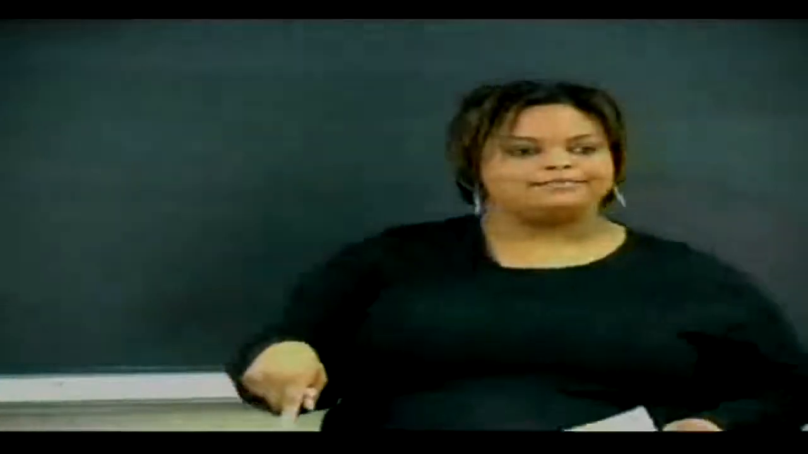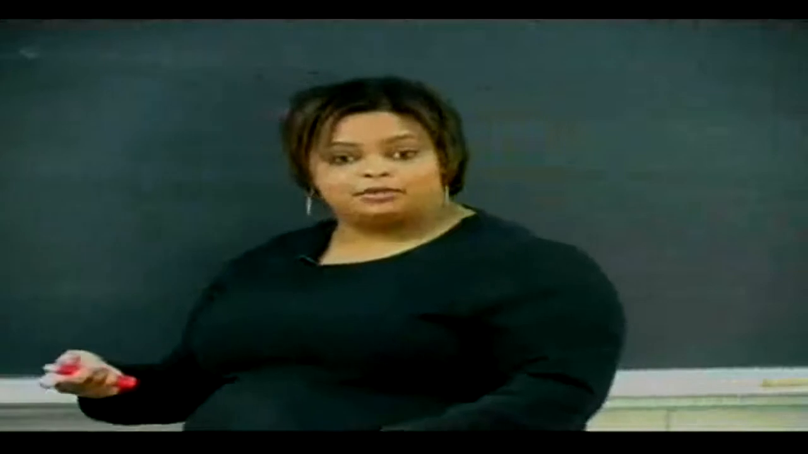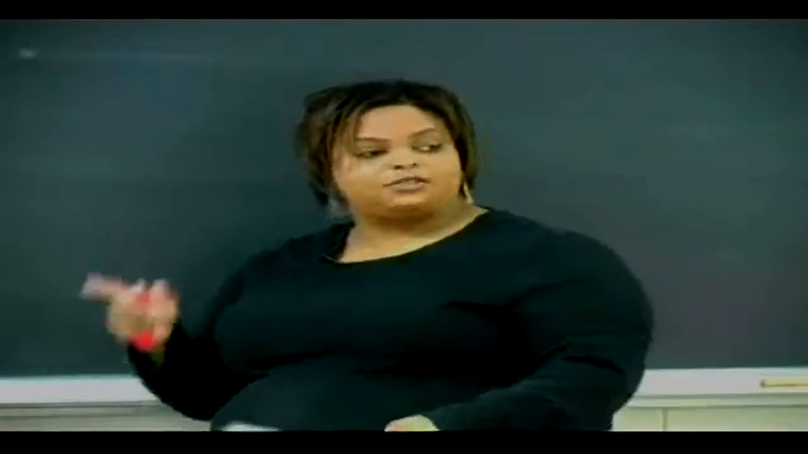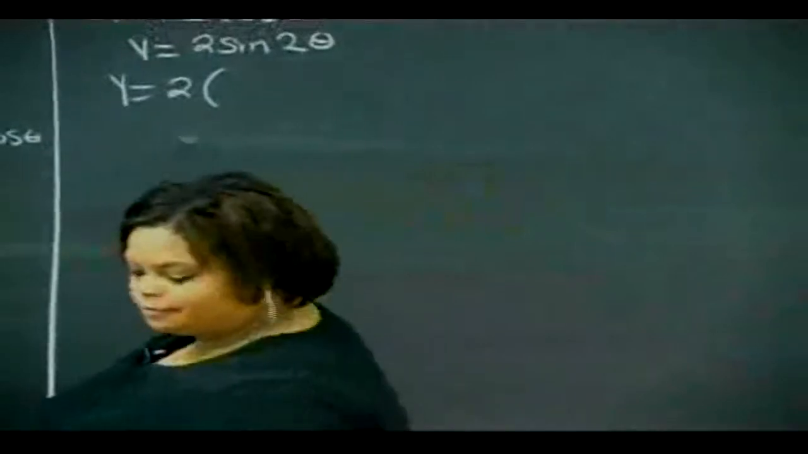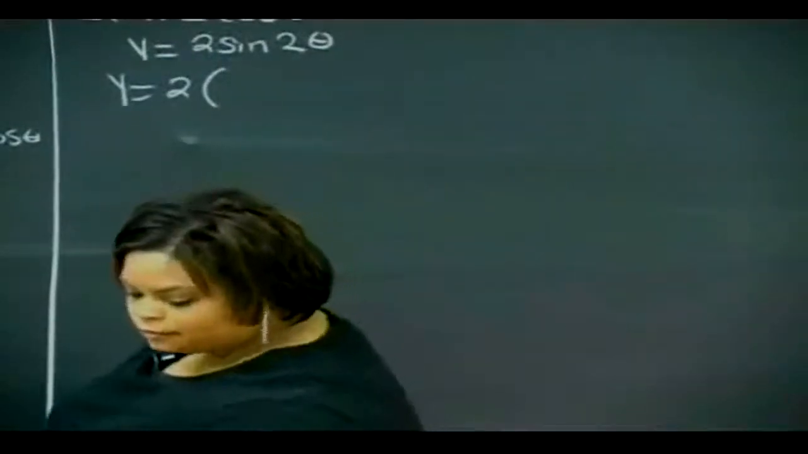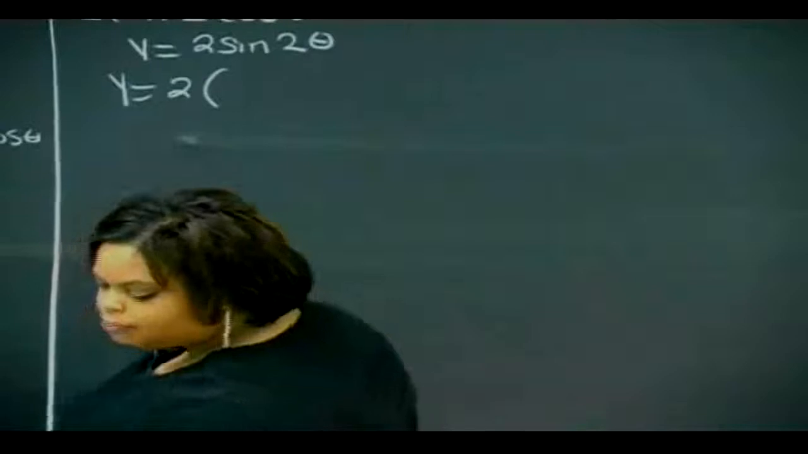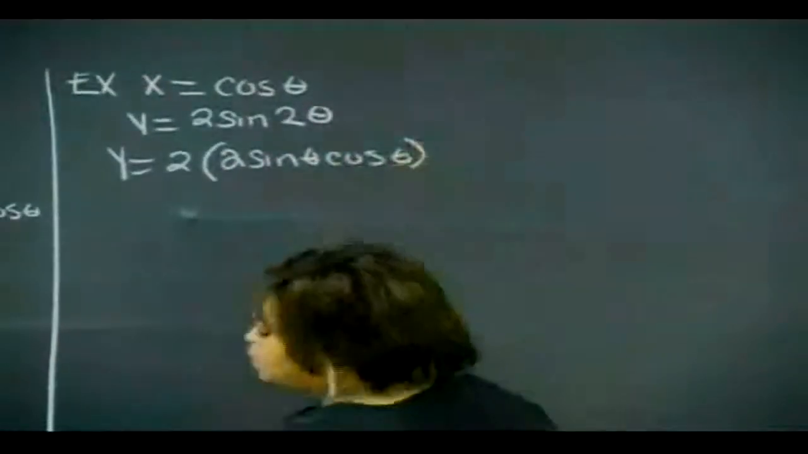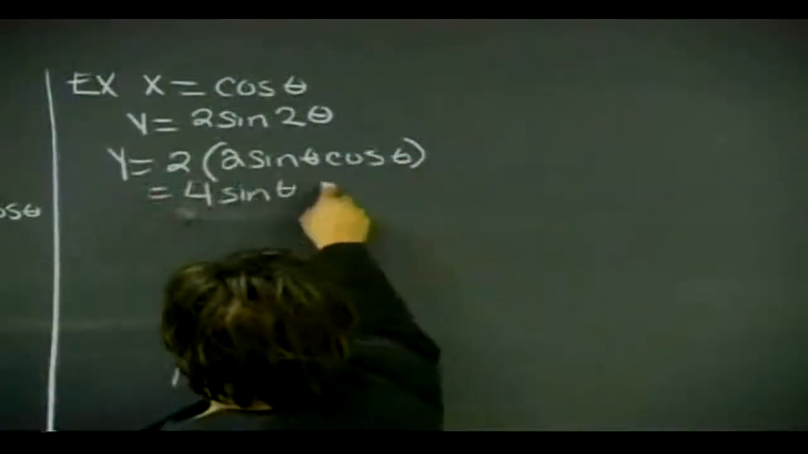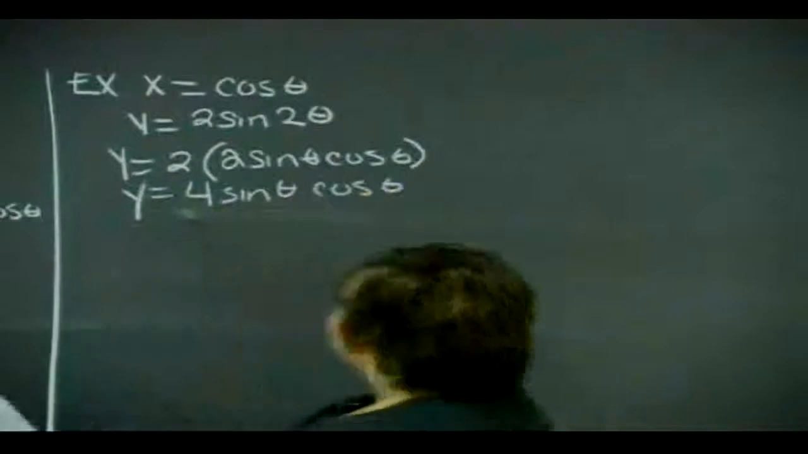We have our double angle formulas in the back of the book, or in that sheet that you'll have access to. So how do I break this y down? Well, this 2 is already there, but sine 2 theta is 2 sine theta cosine theta, which is 4 sine theta cosine theta.